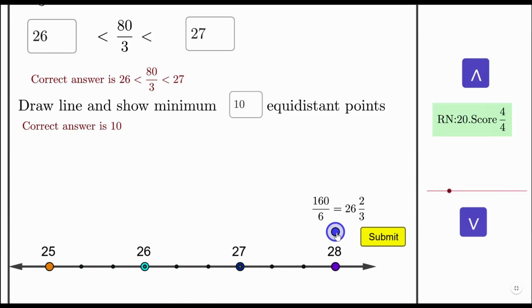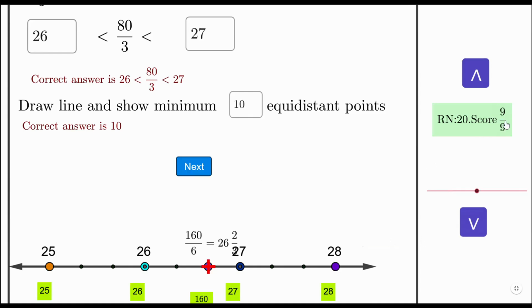Now main point. We have to plot 160 upon 6 number on number line. So select position of 160 upon 6. We know that this number is 26 full integers 2 by 3. So this is 26, 26 integer 1 by 3 and 26 integer 2 by 3. So select position and then press submit button. So there are 5 questions: position of 25, position of 26, 27, 28 and 160 upon 6. So 5 marks. Submit.